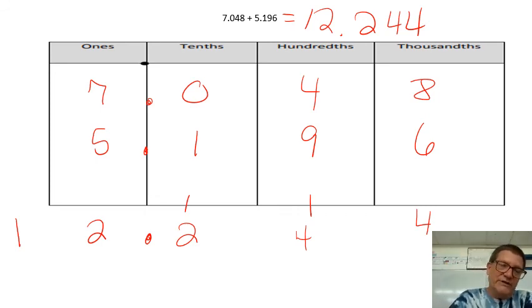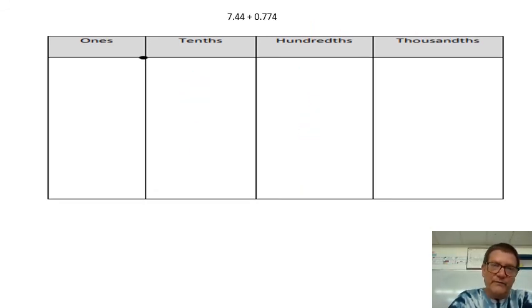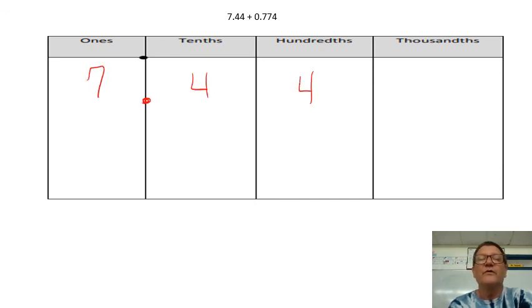Now the key to these is putting the decimals in the right place values. And then after that, it's just like adding whole numbers. Okay, our next one, 7 and 44 hundredths. So I'm putting a 7 in the ones place, 44 hundredths.